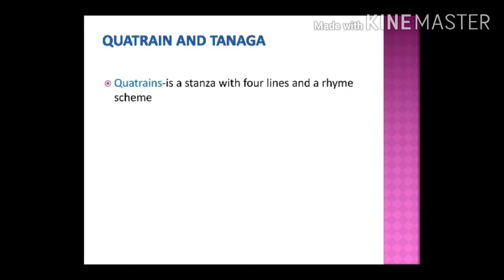Next are quatrains and tanaga. What is a quatrain? It is a stanza with 4 lines and a rhyme scheme. Example: Ang katuwiran may nabaon ng sanda-sandaang taon. Pag dumating ang panahon, lilitaw din at uusbong. In English, truth, though buried for hundreds of years, in due time will come and flourish.